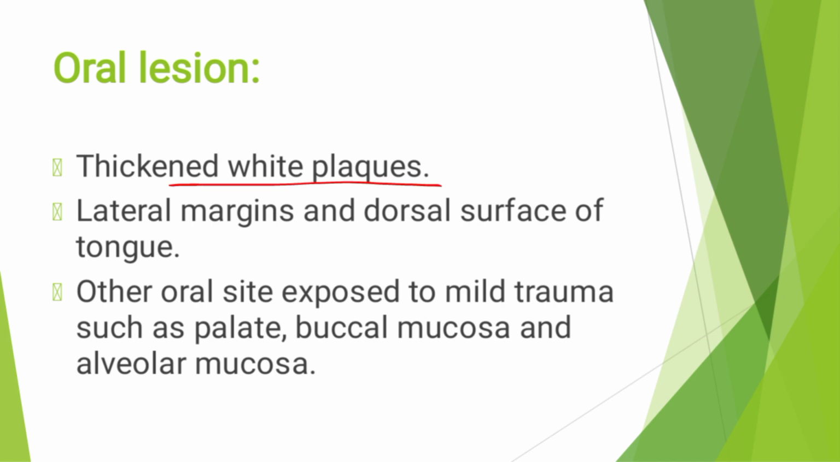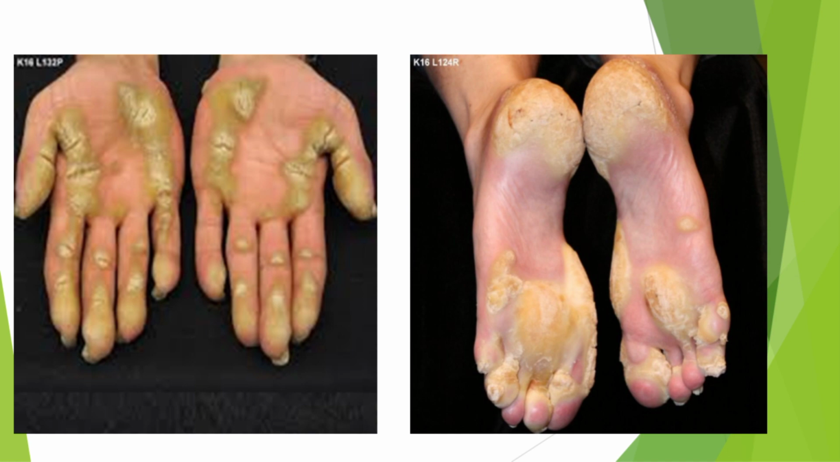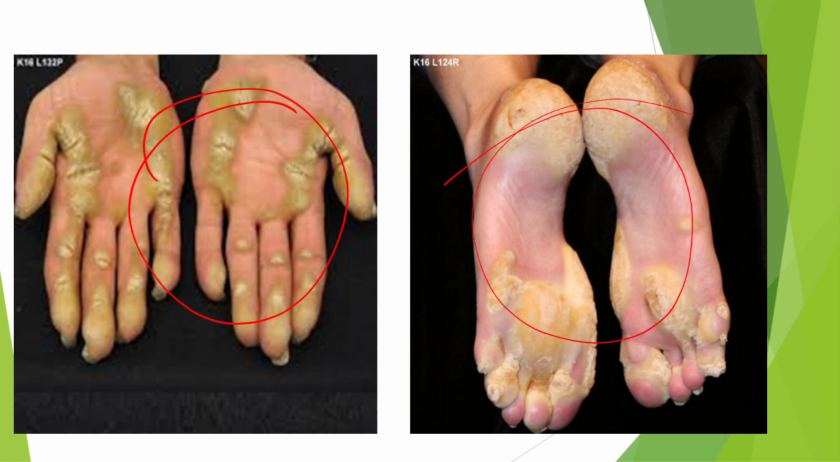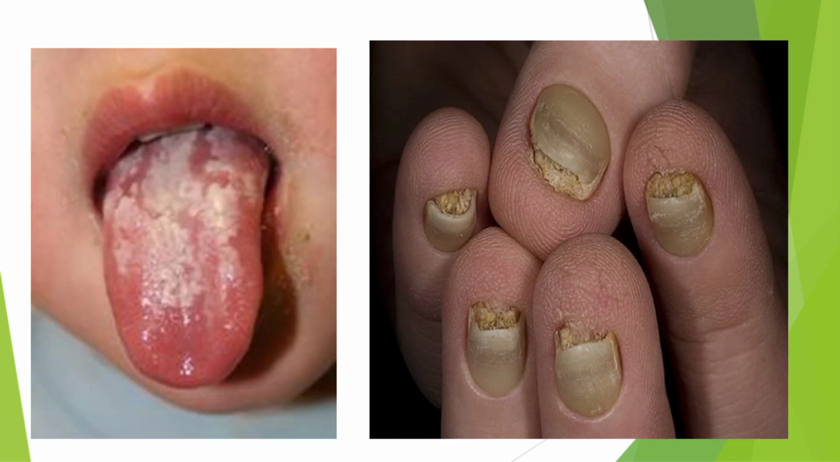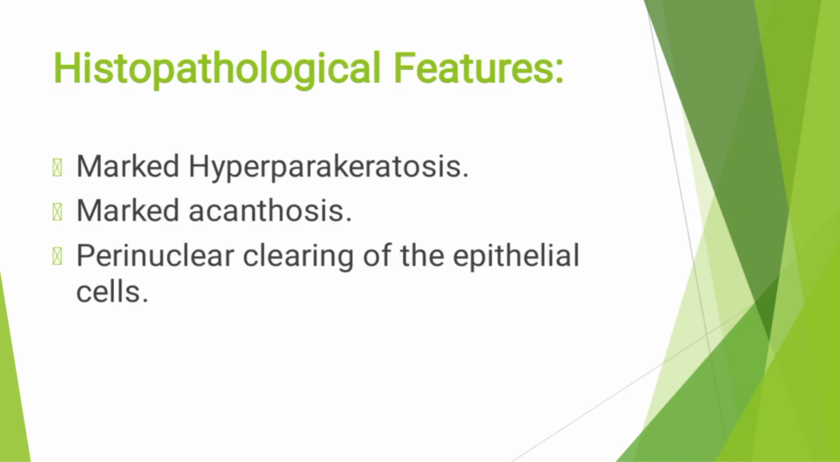The oral lesions are thick white plaques, like we have studied before, on the lateral margins and dorsum of the tongue. Other sites prone to mild trauma, such as the palate, buccal mucosa, and alveolar mucosa, can also be involved. You can see there is excessive keratinization on the palms and soles. The tongue is also involved. In the nails, the pinched tubular configuration is present.